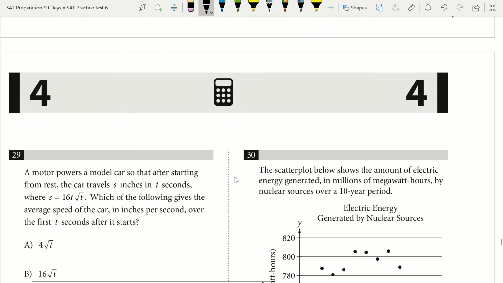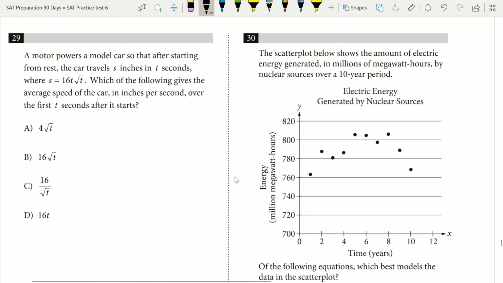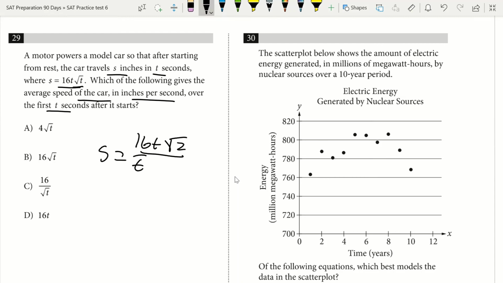Now we got question 29 and 30. Okay, so a motor powers a model car so that after starting from rest, the car travels s inches in t seconds, where s equals 16 times t root t. Which of the following gives the average speed of the car in inches per second over the first t seconds after it starts? Well, if it's traveling s distance, we know that speed is equal to our distance over our time. We know that our distance is 16 t root t. We see our t's are going to cancel here. Our t's cancel right there. We're going to have 16 root t. So our answer there is going to be B for number 29.